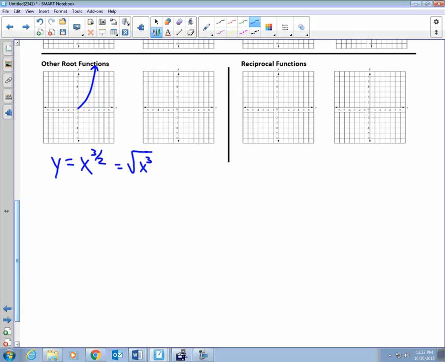Whereas if you look at this graph, that means y is equal to the cube root of x squared. Can you square negative numbers? Yes. And when you square a negative number, you'll get a positive. So all of the outputs will be positive. You can plug in negatives, but you'll always get out a positive.